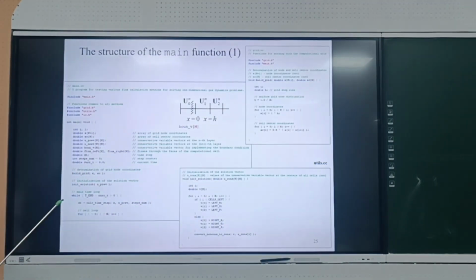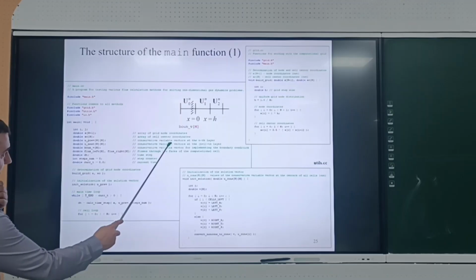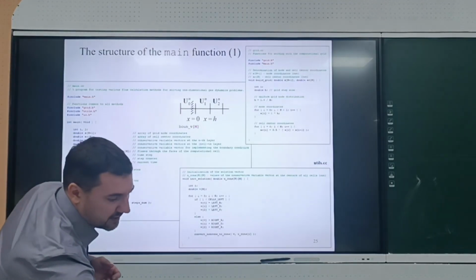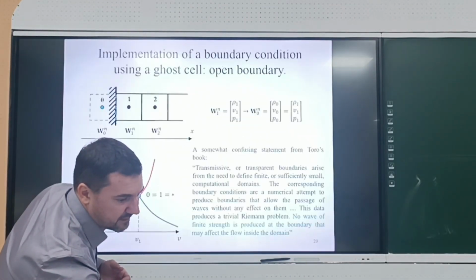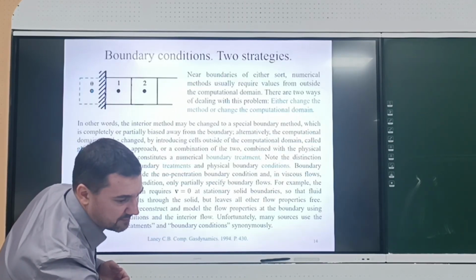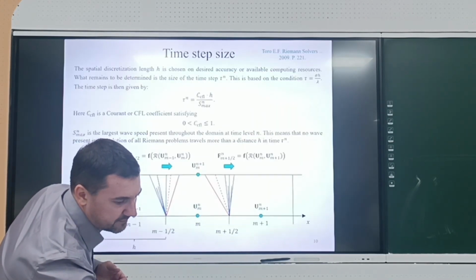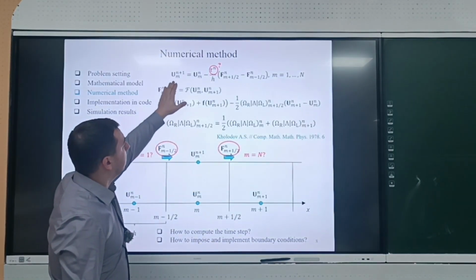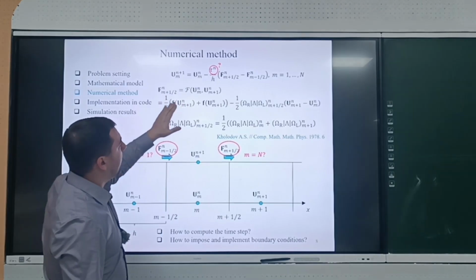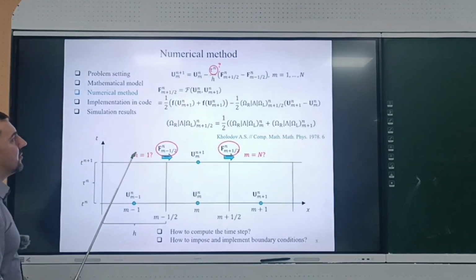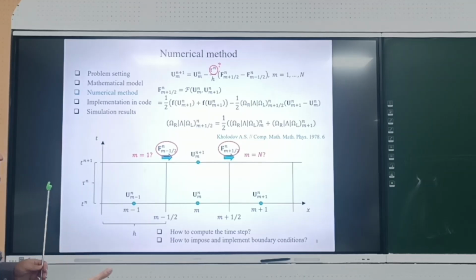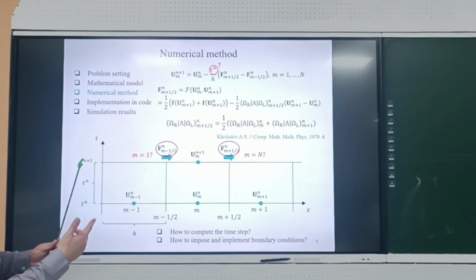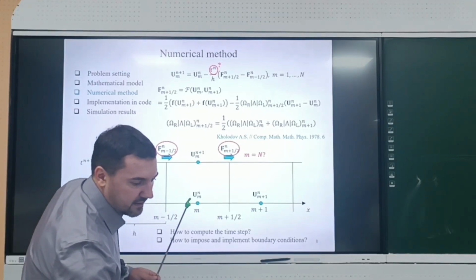An important thing is that in the program it's better to use conservative variable vectors, because our numerical scheme is written in terms of the conservative variables vector u. That is why it's better not to have a vector for pressure, velocity, and density. It's better to have a vector of rho, rho v, and e.